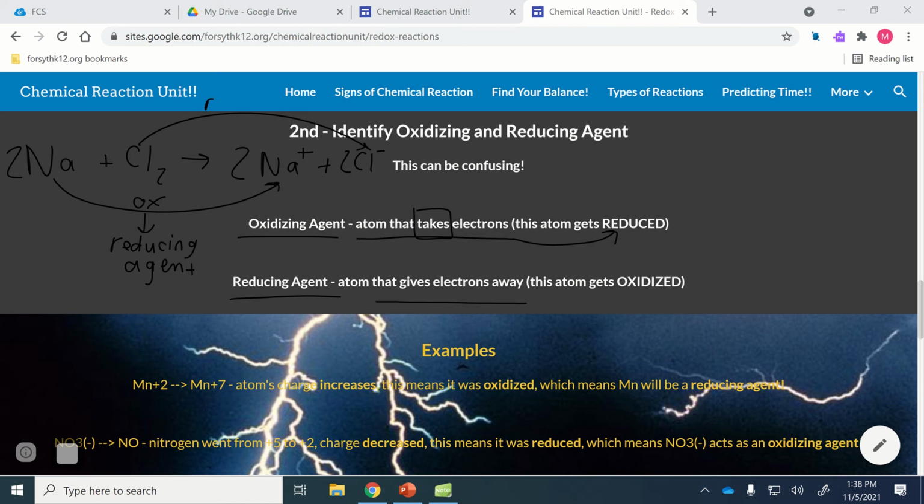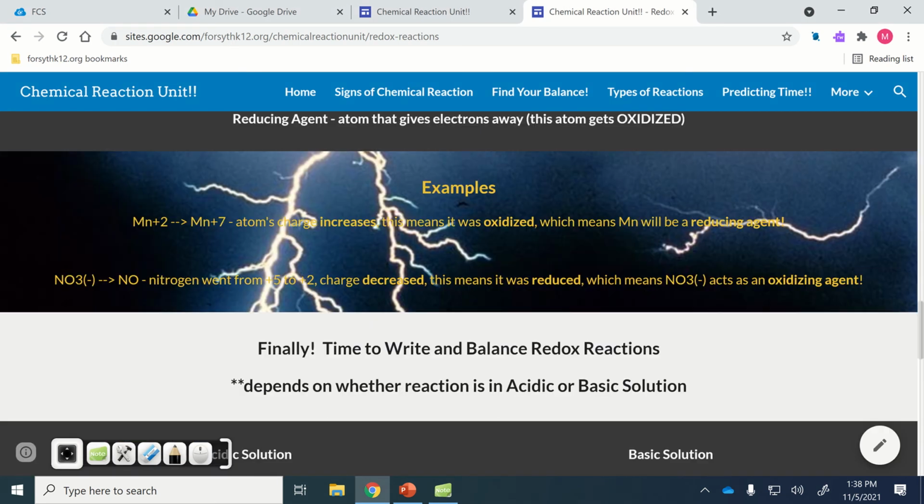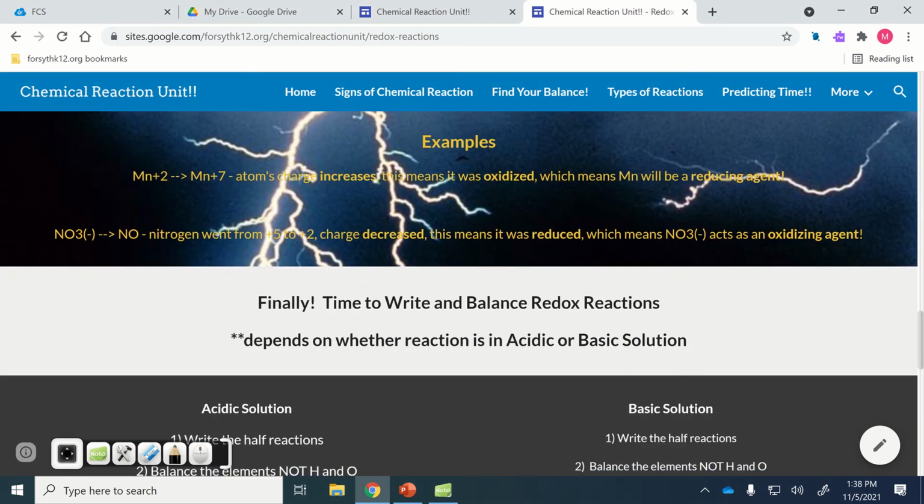Chlorine is being reduced, so therefore it must be the oxidizing agent. Again, once you recognize one, you know the other one must be the opposite. All right? So that's where we're trying to play around with this, and I know that can be very confusing. So here's another example.